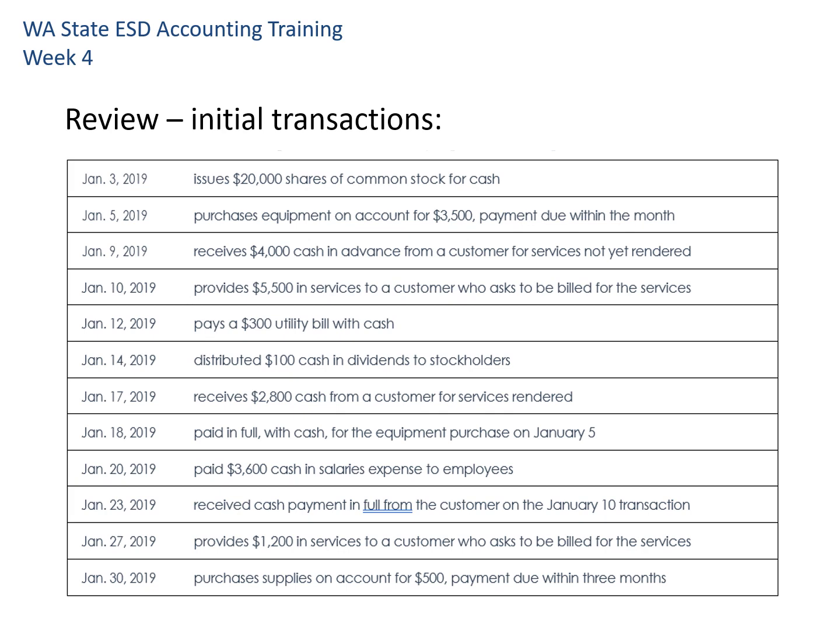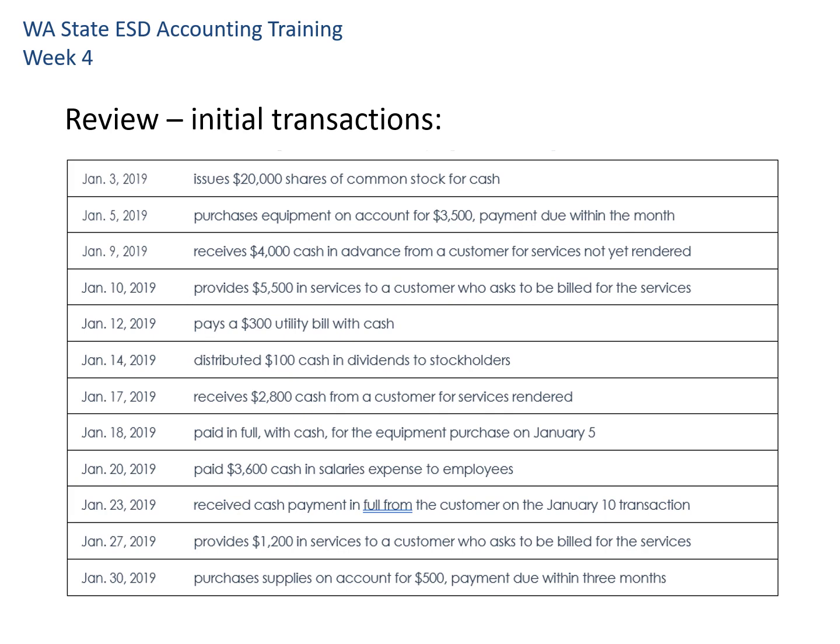Receiving $2,800 cash from a customer for services rendered, as long as, again, the services have been rendered, then that's an immediate recognition of revenue, no adjustment required. Paid in full with cash for the equipment purchased on January 5th, no adjustment required there. Paying cash for salaries doesn't require a subsequent adjustment. Receiving a cash payment in full from a customer doesn't require an adjustment if the revenue has already been recognized. Providing services to a customer asked to be billed later, which is similar to the transaction on January 10th. There's no adjustment there. And then purchasing supplies on account for $500, payment due within 3 months.